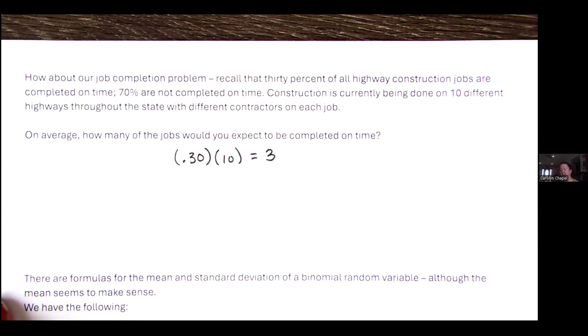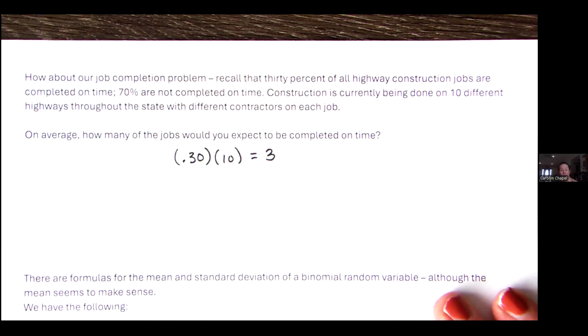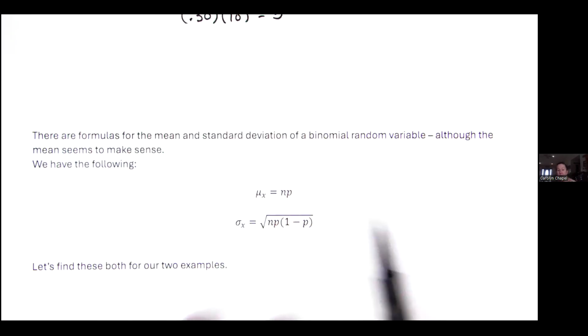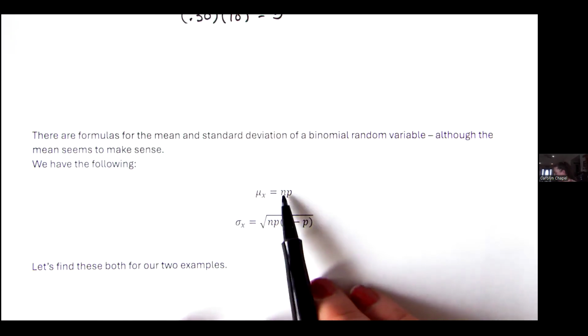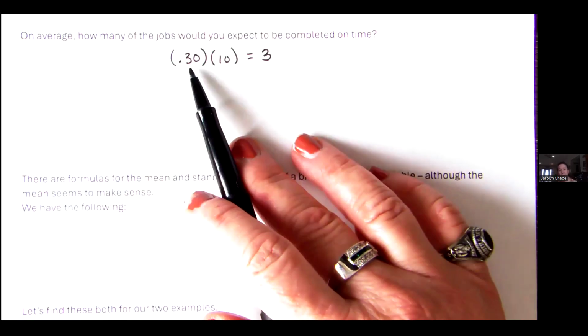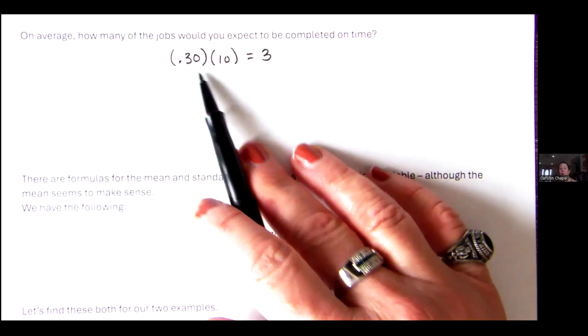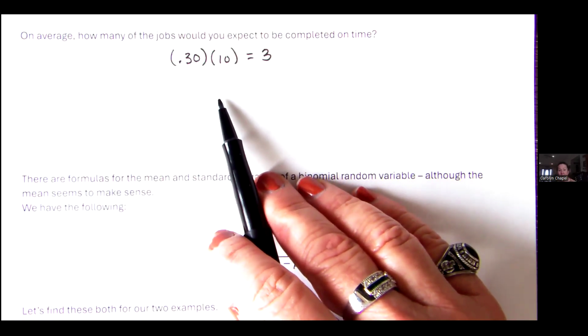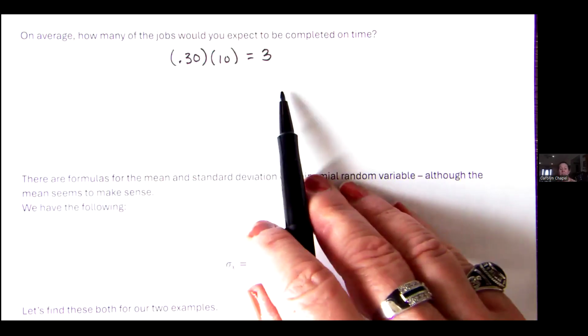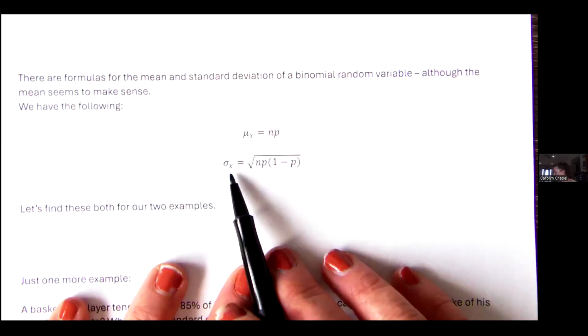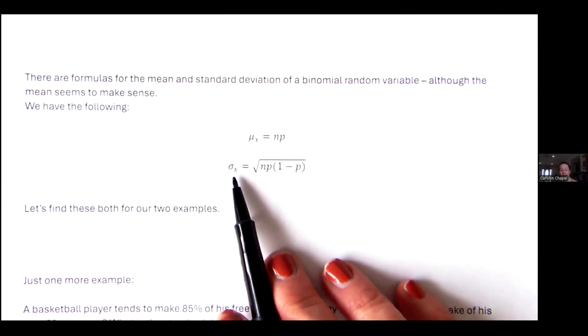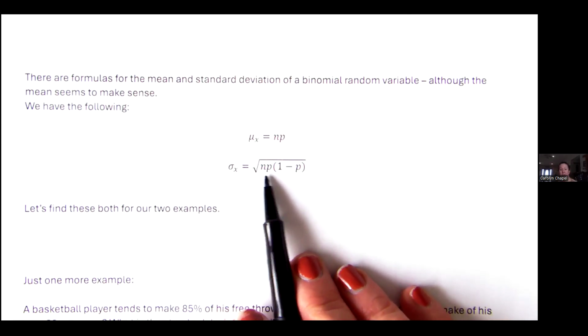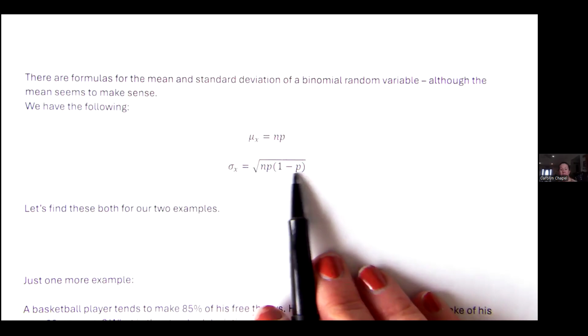And this is the actual formula for finding the mean. To find the mean of a binomial, we take our n and multiply it by our p. We took our n, 10, multiplied it by our p, 0.3. Or if we were thinking of the average number of jobs that wouldn't get done on time, that would have been 7. Here is the formula for the standard deviation as well.